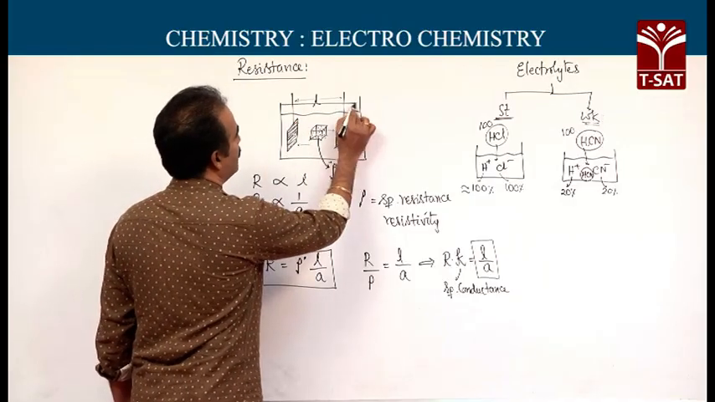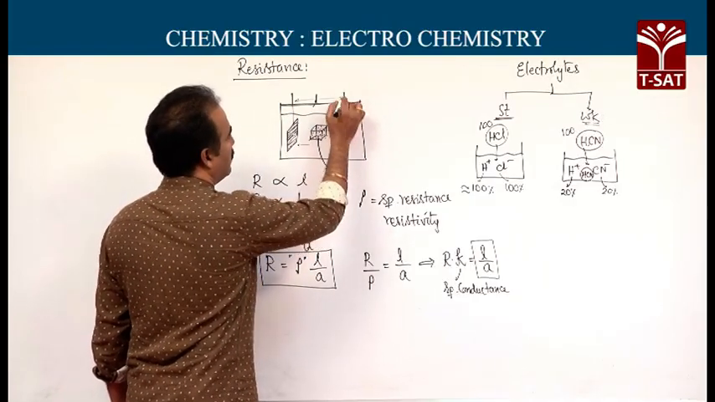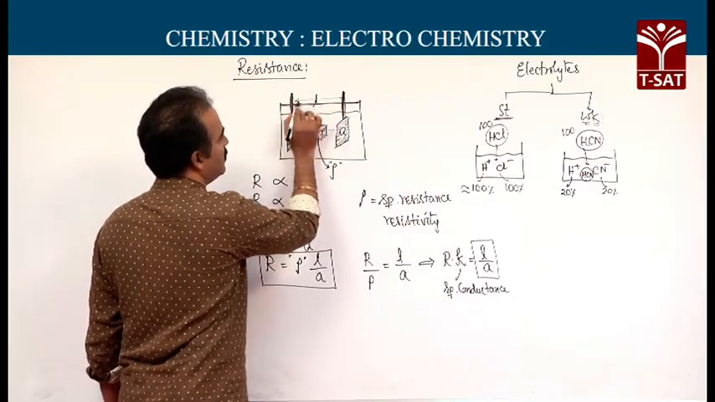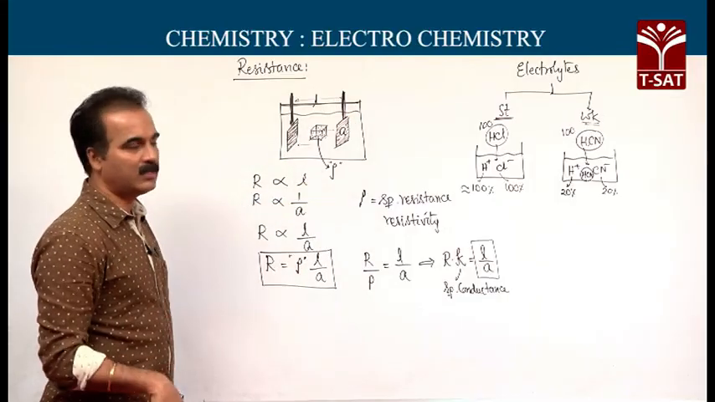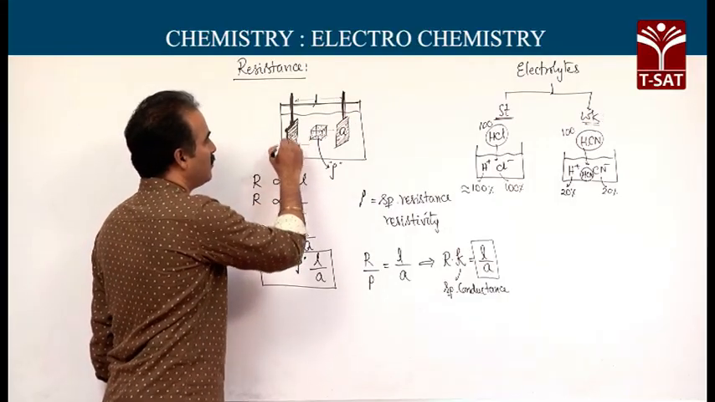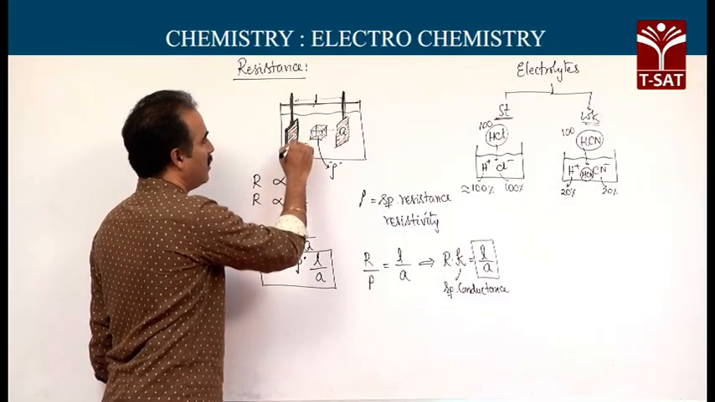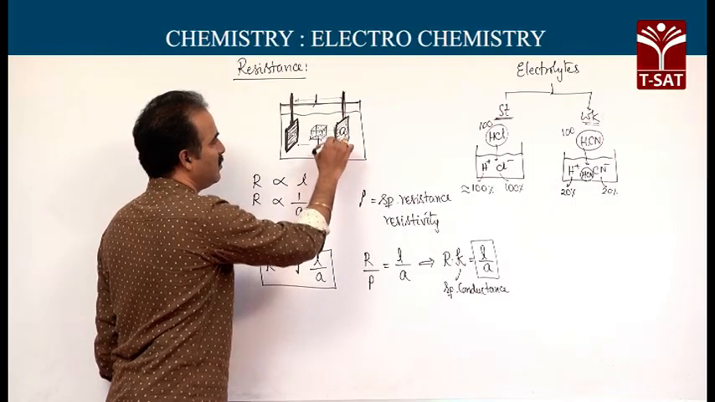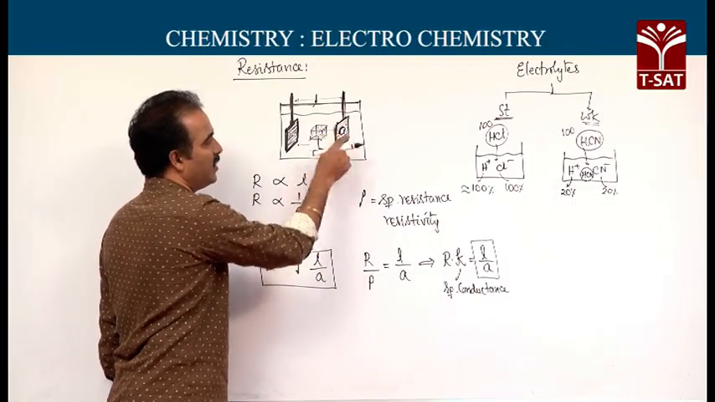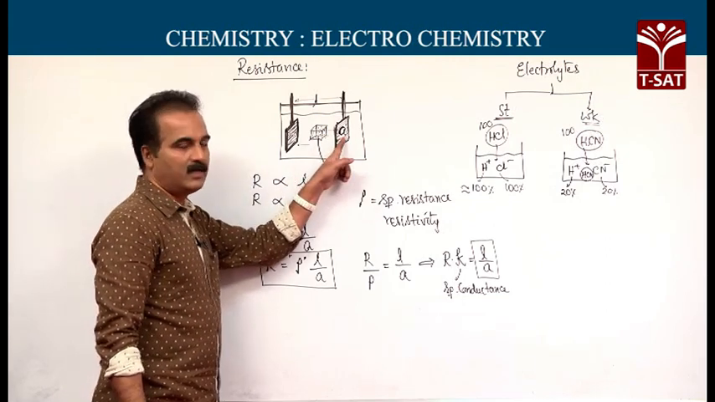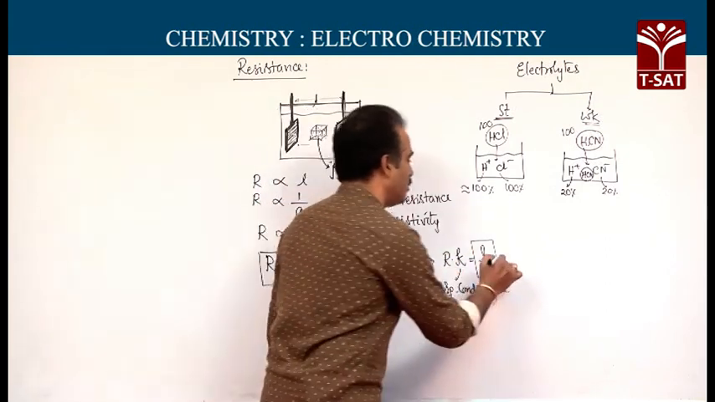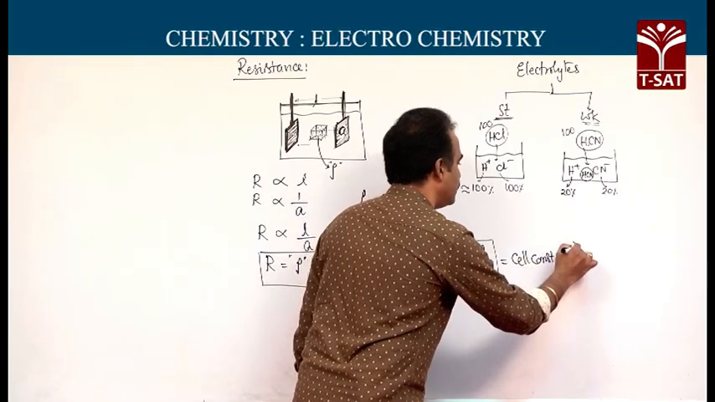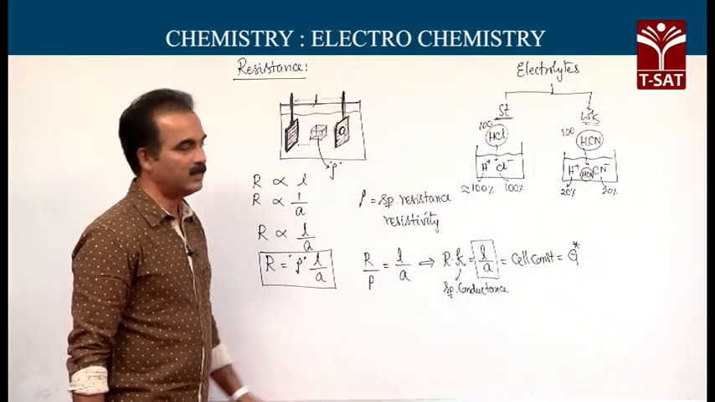When you take any cell, this is a closed one, the electrodes are welded here at fixed places. So, the distance between the two electrodes you cannot alter. At the same time, the area of cross section of the electrode plate also is fixed. Both are fixed for an electrolytic cell. So, this L by A is called cell constant, and is represented as G star, cell constant.